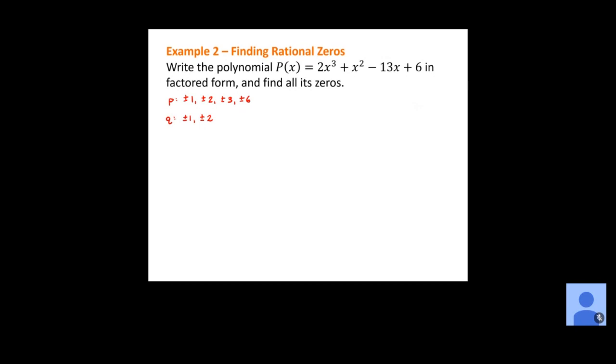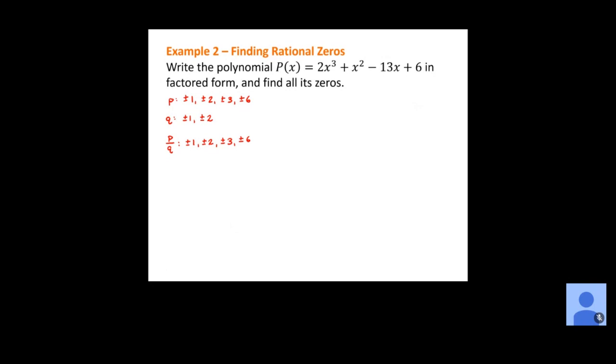All right, now we need to do P divided by Q. So we got to do every combination here. So I'm just going to start with the 1 and the 1. So if I divide those, what am I going to get? Good, so plus or minus 1. Then we're going to do 2 divided by 1, so that's going to give us plus or minus 2. 3 divided by 1 is going to give us plus or minus 3. And 6 divided by 1 is plus or minus 6.